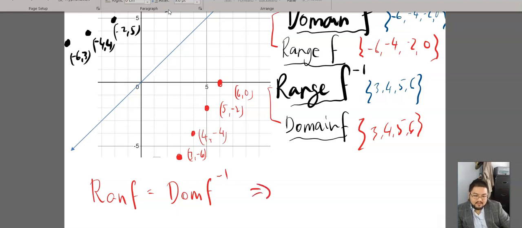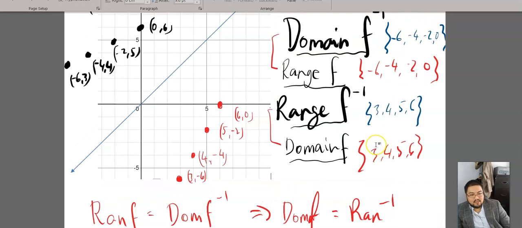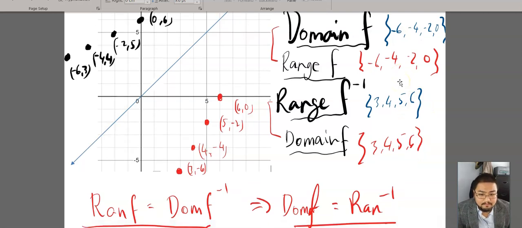And likewise, the domain of f is equal to the range of its inverse. So these are two important formulas that we need to have a look at and apply to the sequential questions. All right, so let's move on.